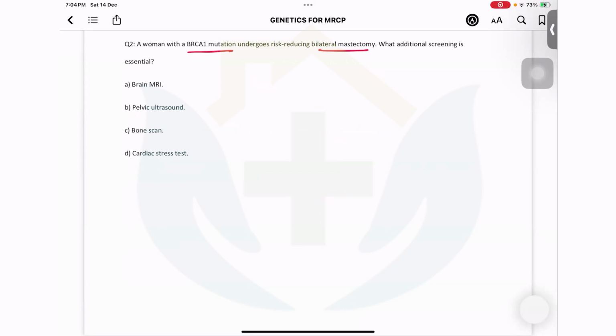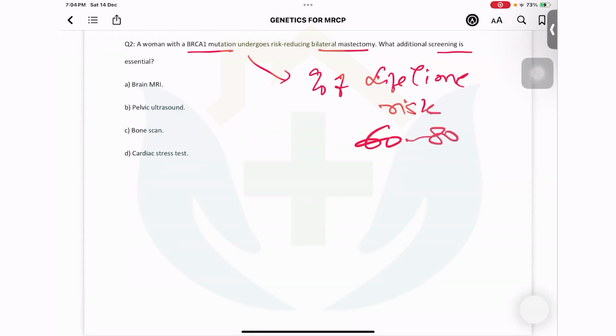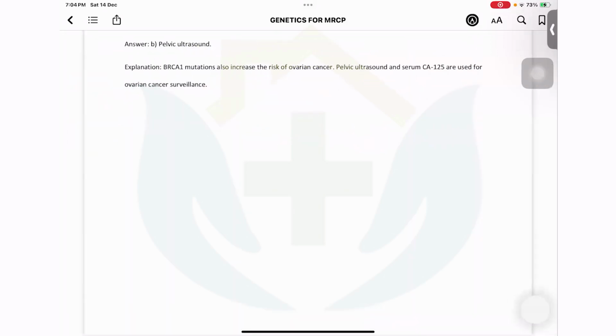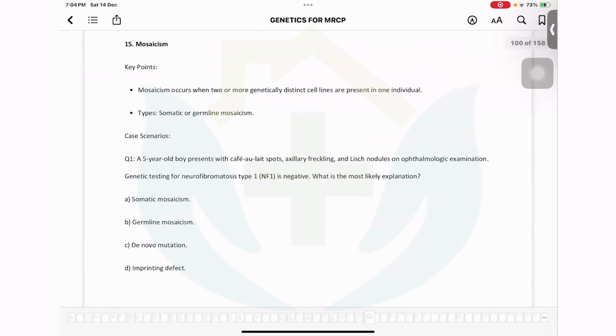A woman with BRCA1 mutation undergoes risk reduction bilateral mastectomy. What additional screening is essential? First tell me, what is the percentage of lifetime risk for breast cancer? 60 to 80%. Wonderful. So these people, if they are going for risk reduction bilateral mastectomy, what additional screening is important? Yes. For ovarian cancer, pelvic ultrasound, and serum CA-125 for ovarian cancer surveillance.